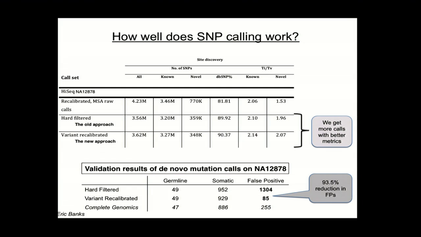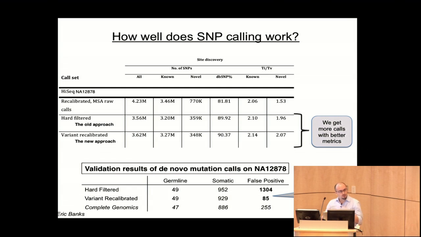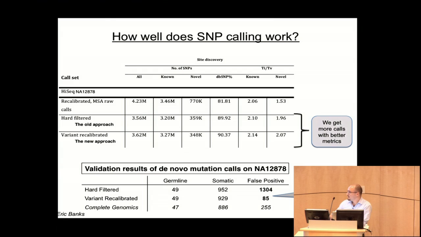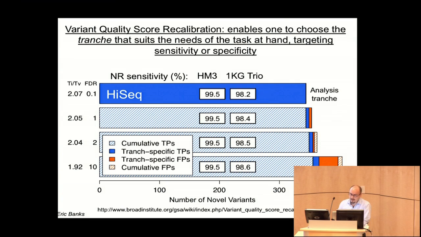But still, the transition transversion ratio isn't perfect. This new dynamic variant quality score recalibrator that I talked about for one slide is much better at doing this separation, and it brings us up to basically exactly what we would expect. And then you can see validation results. These are de novo mutations. We contributed de novo mutations to the 1,000 Genomes project. You can see the number of false positives. This variant quality score recalibration gives us a much better false positive, true positive trade-off. So it's very, very important to do these things, to really think hard about removing errors from your data set.